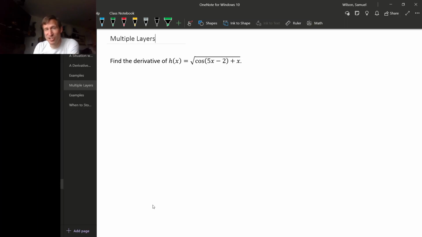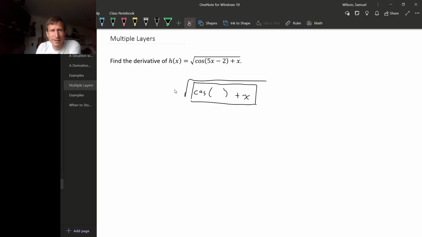Function composition actually shows up a lot more than you might realize. For example, just in this function h of x, there are several layers of function composition going on. There is a big square root function on the outside, right? That's one function. Inside of that, we have a cosine function plus x. And inside of that cosine, there's yet another function. So there are actually 3 layers of composition here, not just 2. And for every layer of function composition, we will use the chain rule.